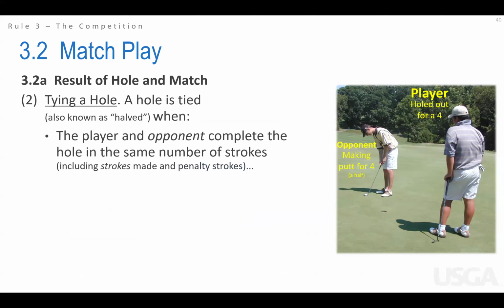When a hole is tied, we used to know this as halved, before the rules changed in 2019 with some old terminology. We used to call this halving a hole, but we just call it tying a hole now. So when a hole is tied now, the opponent and the player have the same number of strokes. We both got in the hole for 4. We just move on. The hole's tied, and the status of the match has not changed.